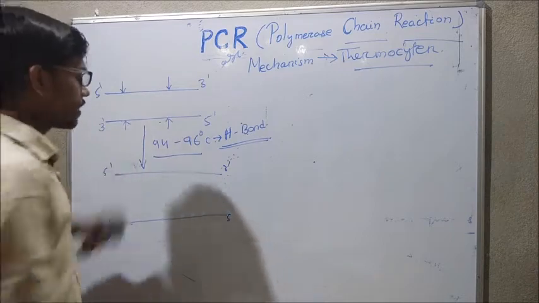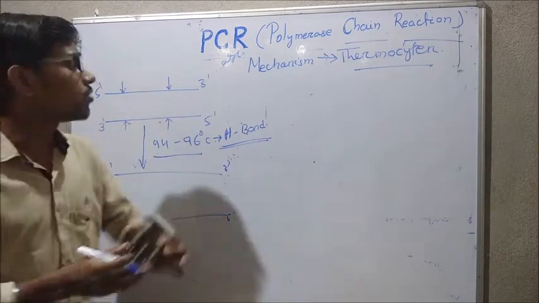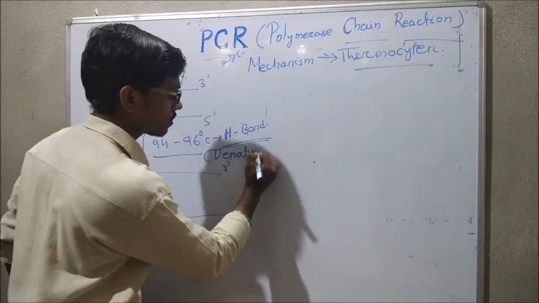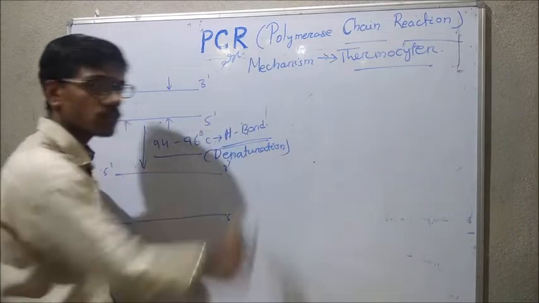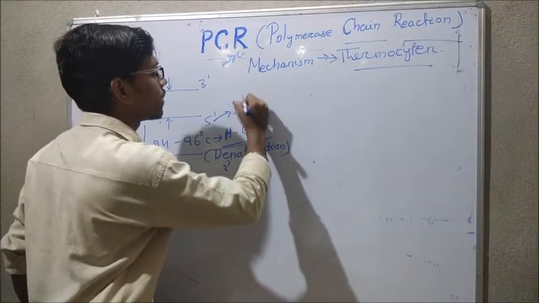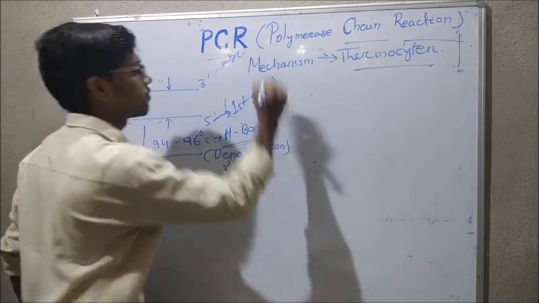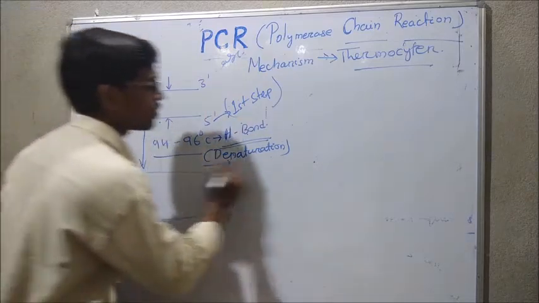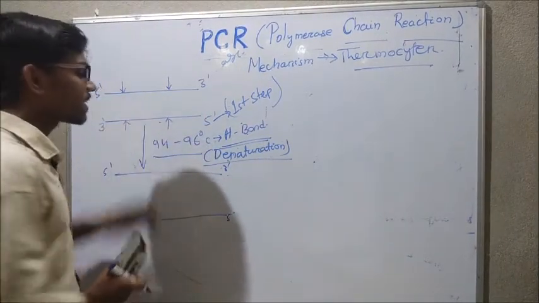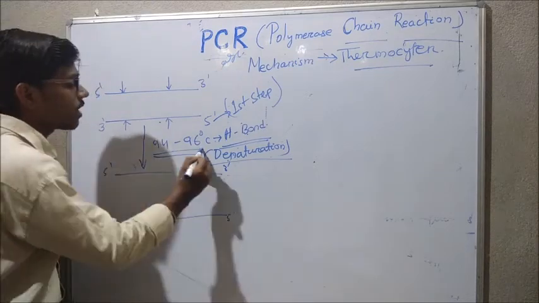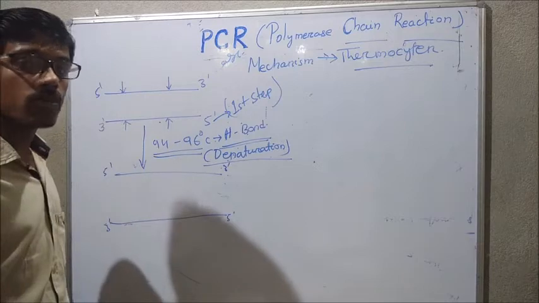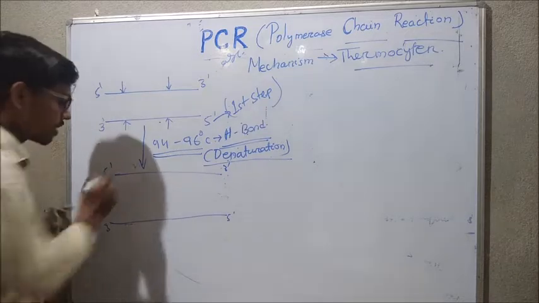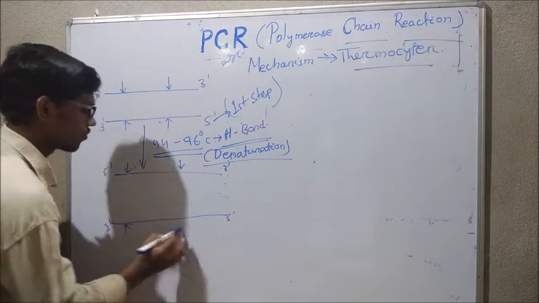And this process of separation of the DNA strands during PCR is called the denaturation process, and this is the first step of PCR. In the first step there will be denaturation, or the separation of both the strands, when we provide a very high temperature, about 94 to 96 degrees Celsius. Okay, the next step, this is the DNA part we require.